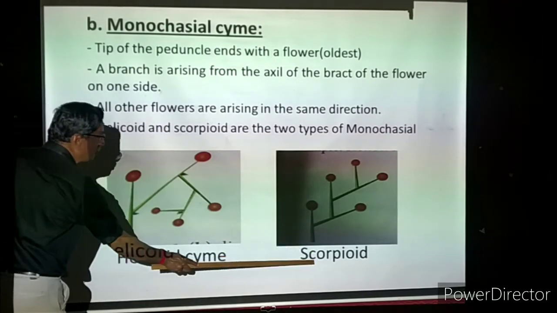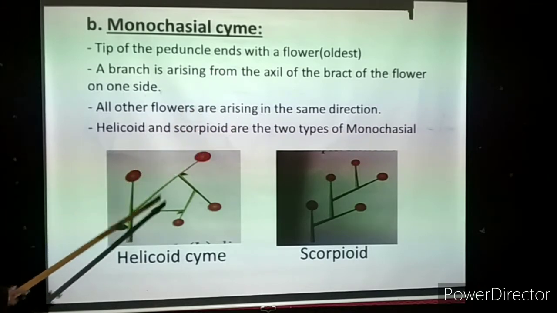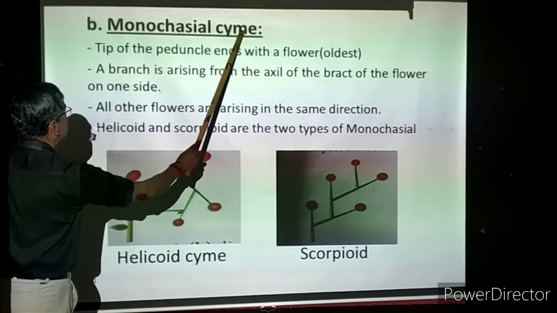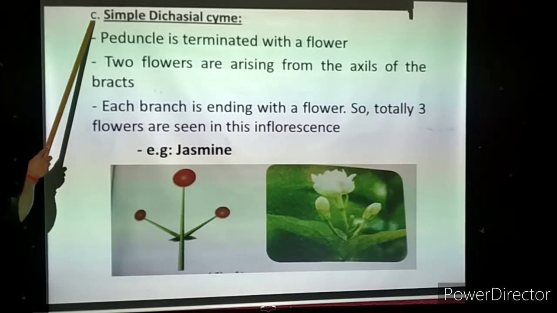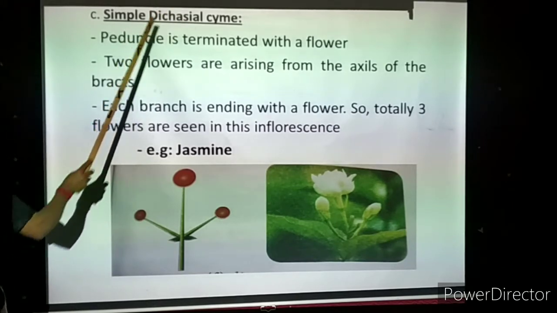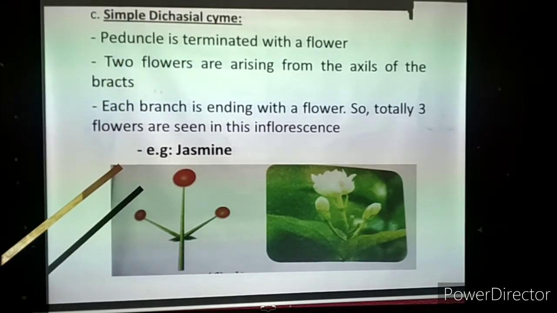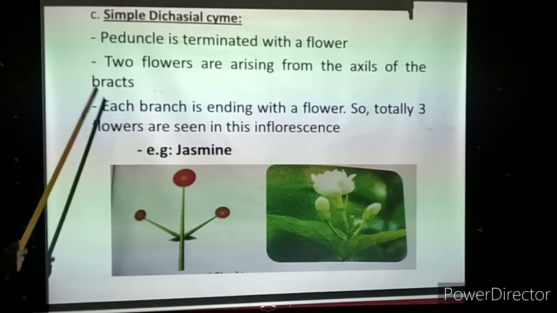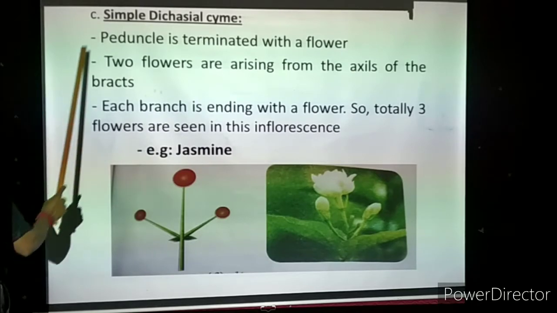This is called a scorpioid. So the helicoid and the scorpioid are the two types of monochasial cyme. Now we are coming to the third type, C, simple dichasial cyme. That is cymose inflorescence. Dichasial branchings will be on both sides of the peduncle. That is called a dichasial cyme. But the arrangement is very simple.